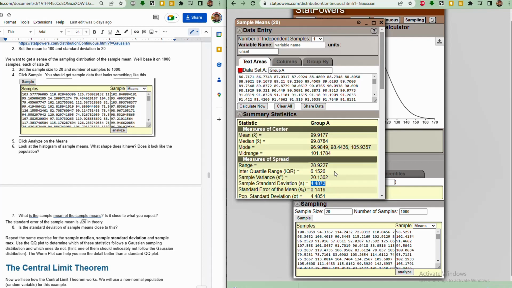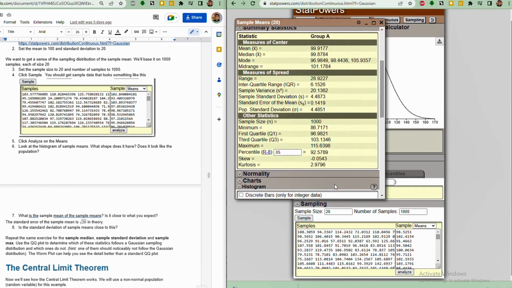So what is 20 divided by 4.5? It comes out to be about 4.5. In fact, this is going to be 20 divided by the square root of 20, which is the square root of 20. So 4.48 seems like what we would expect to see.